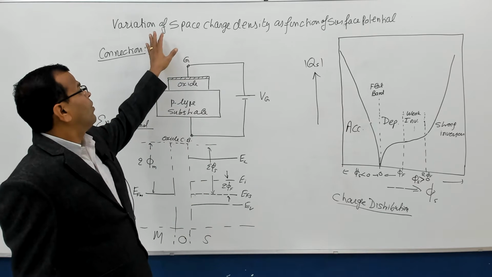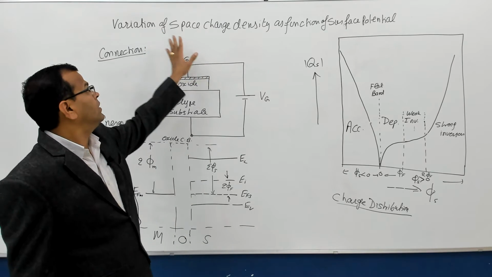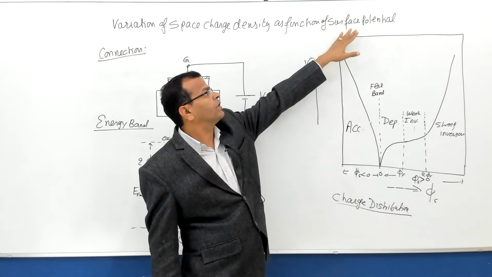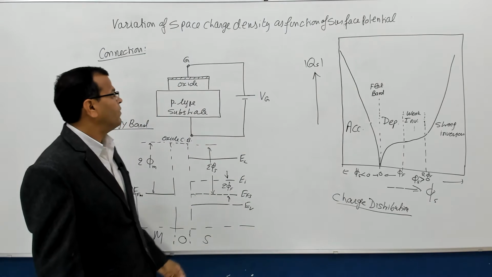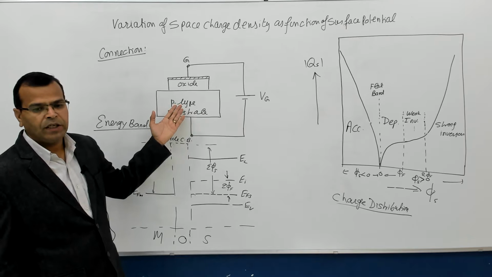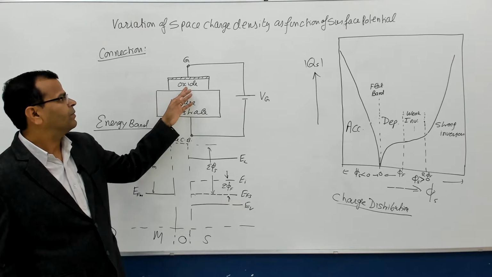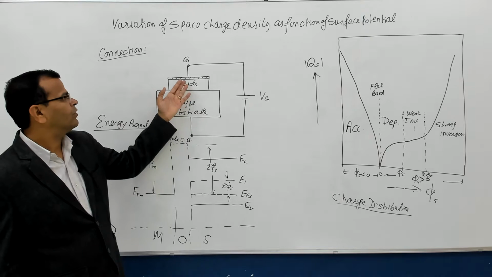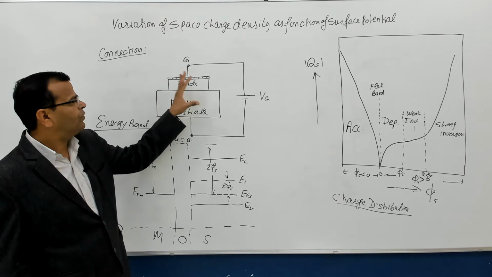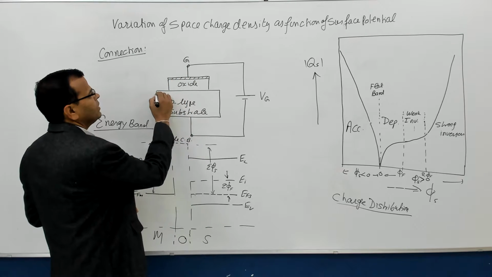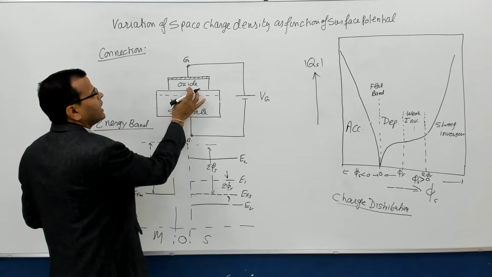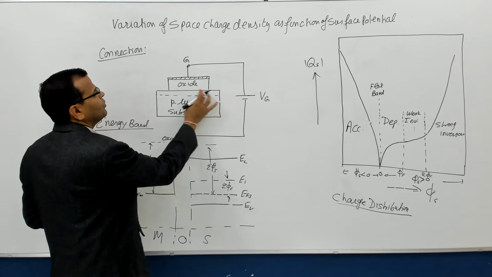The next topic of the MOS capacitor is the variation of space charge density as a function of surface potential. Here we will be considering a MOS capacitor with P type substrate. This is the oxide layer, this is the metal gate, this is the gate terminal. I will see the variation of the charge in this region. This is nothing but the depletion region. I'll be considering the charge at the oxide and semiconductor interface in this region.